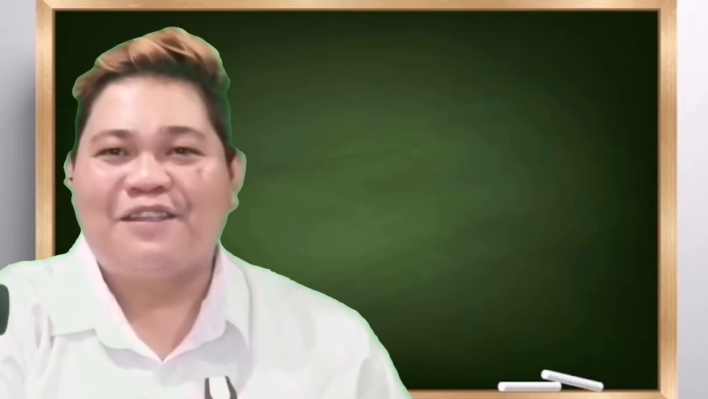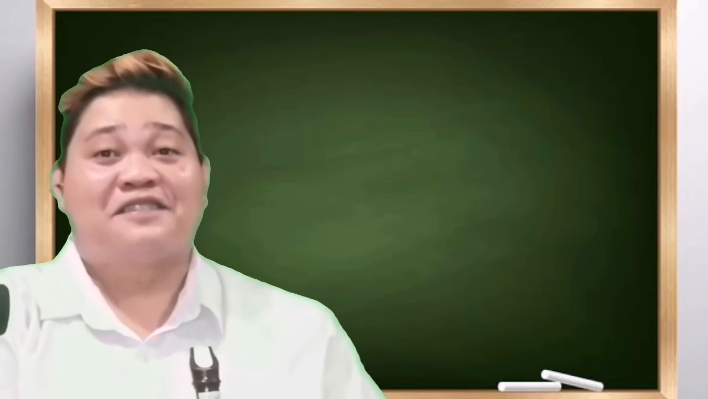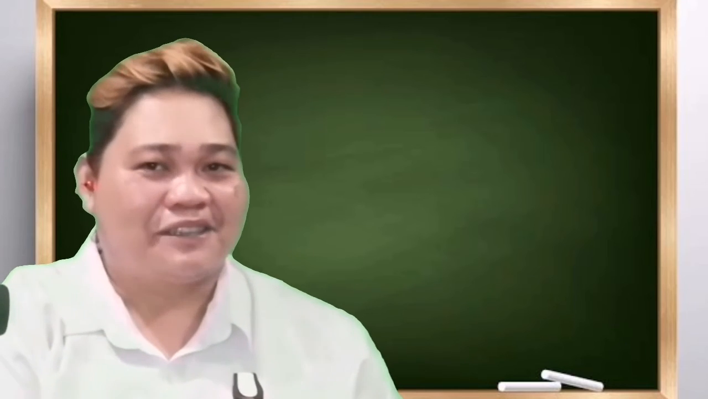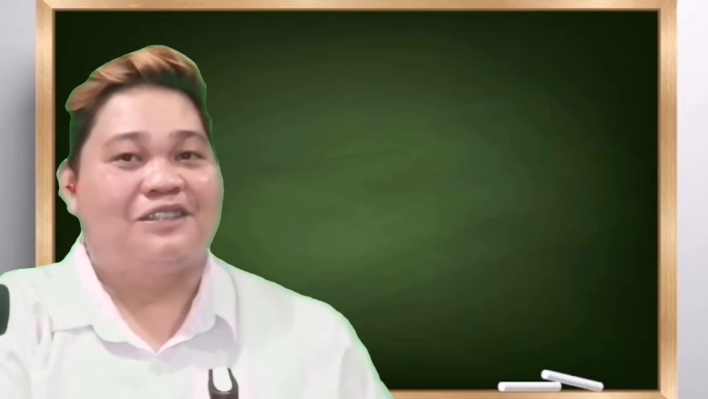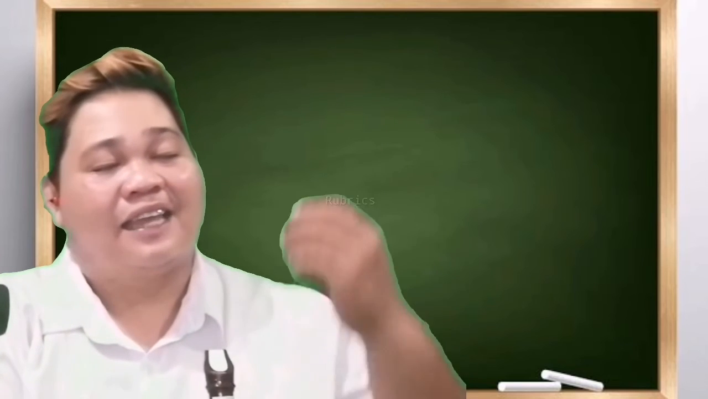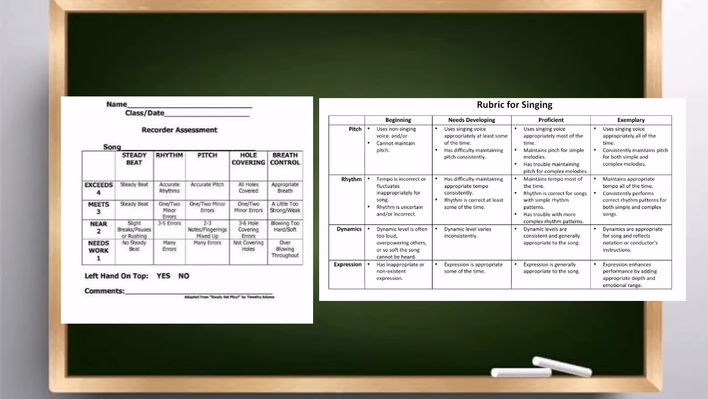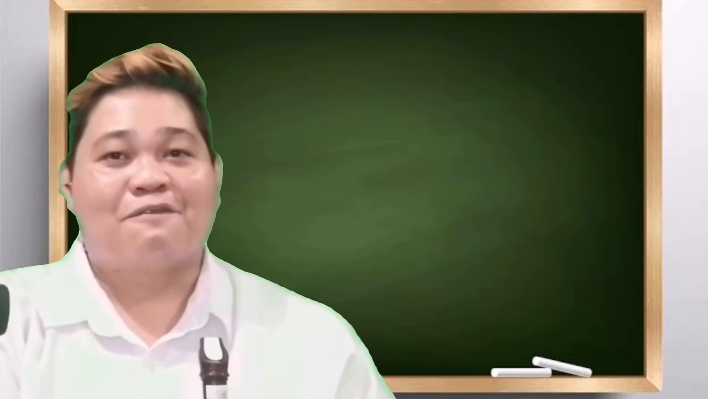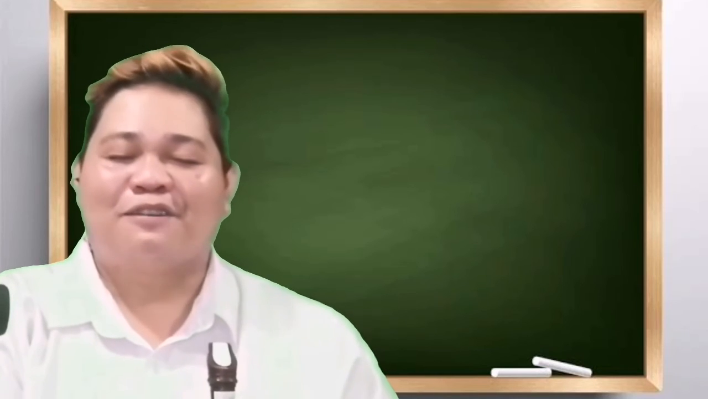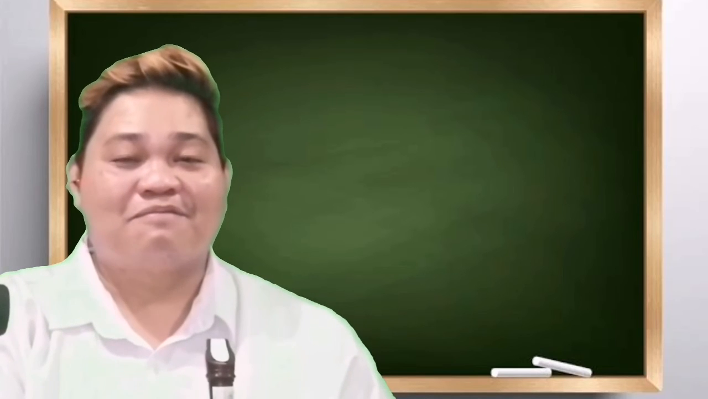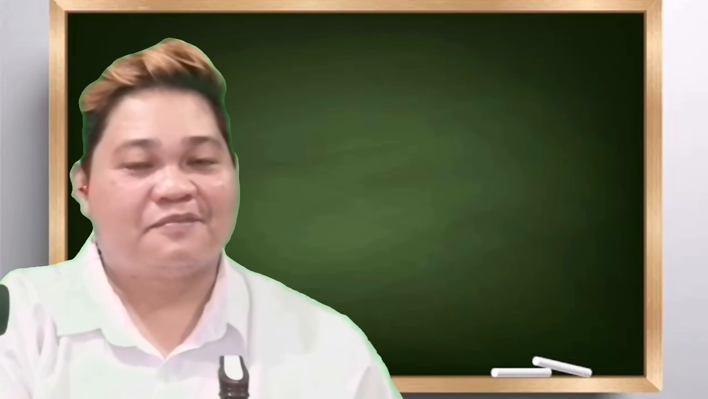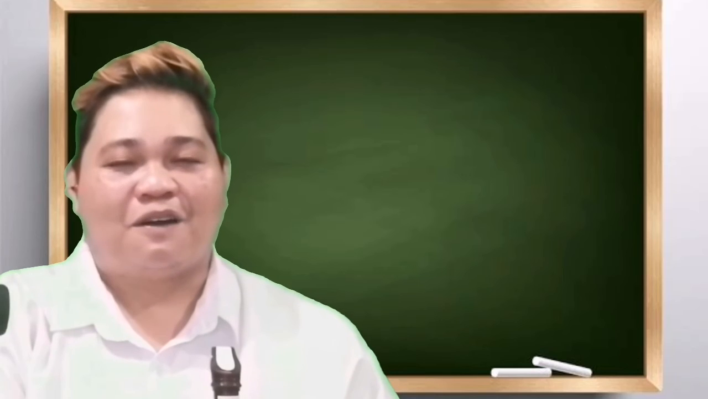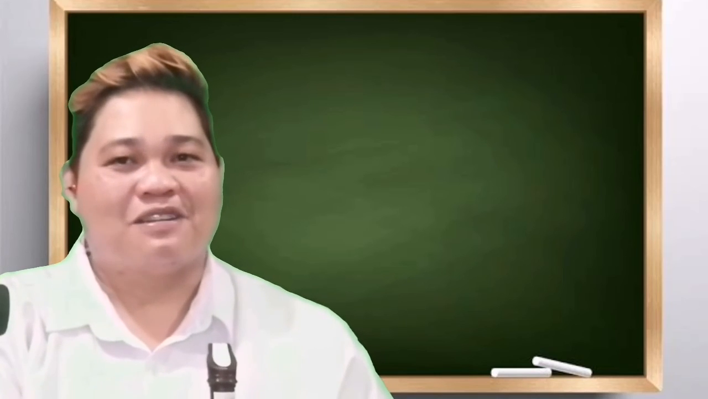Okay? So, are you ready to present it to me? Still, I'm going to divide the group into two. The first group are the recorderists. Make sure that you will play it according to the rubrics that I'll be giving to you. So I will ask first the first group, the recorderists, to play for your final performance. Then I'll be rating you. Are you ready? Okay. We will call group number one to present their performance.